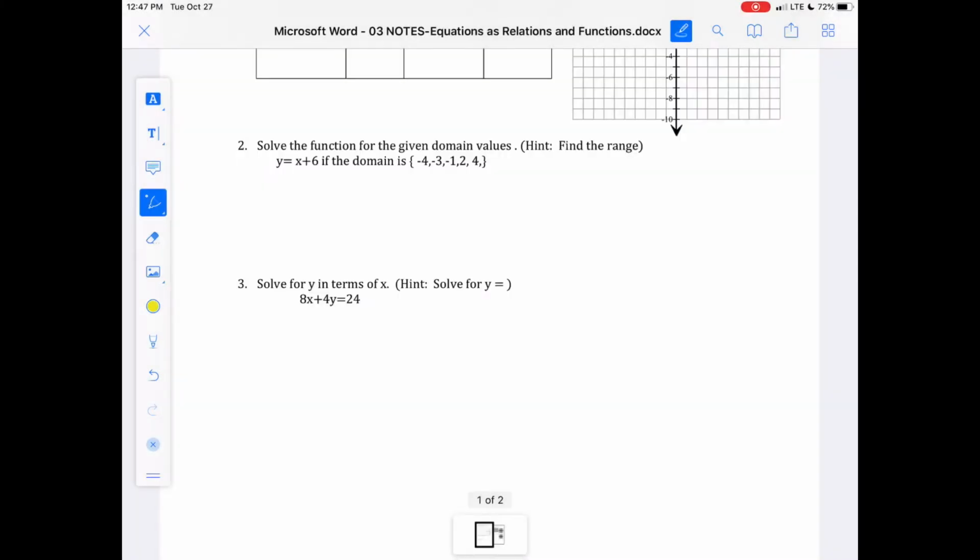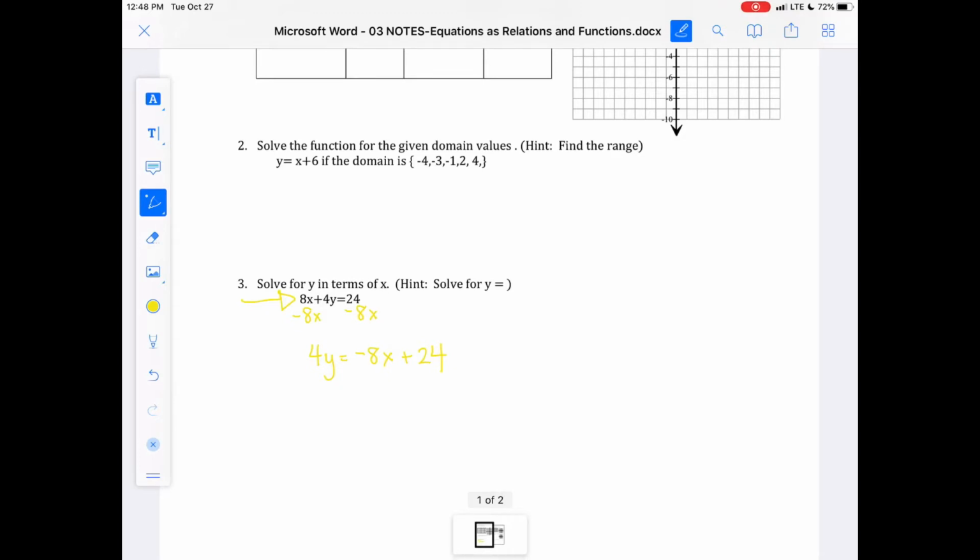Something we're frequently asked to do is to solve for y in terms of x. This is similar to what we did when we were solving for our literal equations. That just means we want to get y alone. So if we see this problem, we want to isolate y. The first step is we would subtract 8x from both sides. And when we do, we would have 4y equals -8x plus 24.